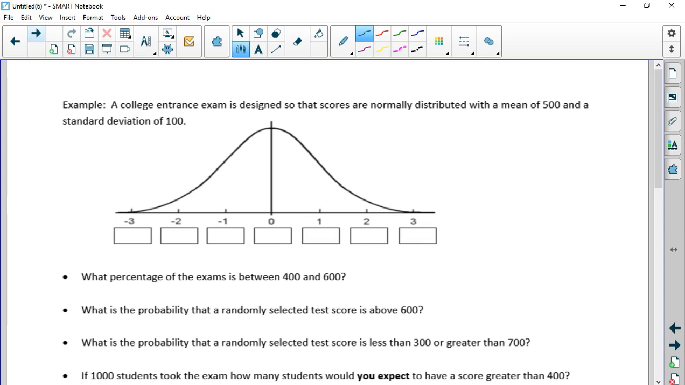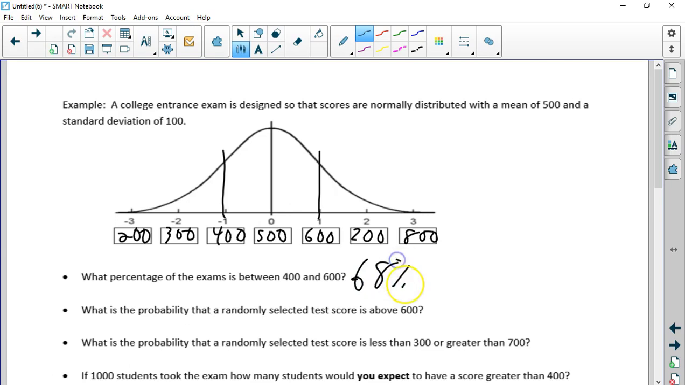College entrance exam scores are normally distributed with a mean of 500 and a standard deviation of 100. So that's easy. That's 600, 700, 800, 400, 300, 200. So what percentage is between 400 and 600? Between here and here. Plus and minus 1. We look back at our chart on the first page, that's 68%.